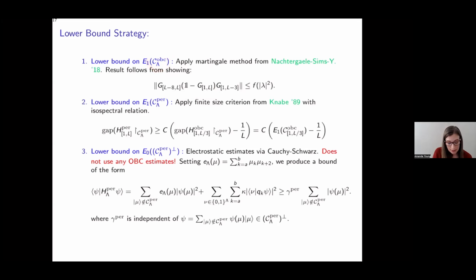And then I will use that in conjunction with the variation of Knabe's finite size criterion with the isospectral relation to approximate the spectral gap for the Hamiltonian with periodic boundary conditions in its tiling space. So that's how I'll get the order 1 lower bound in the tiling space.